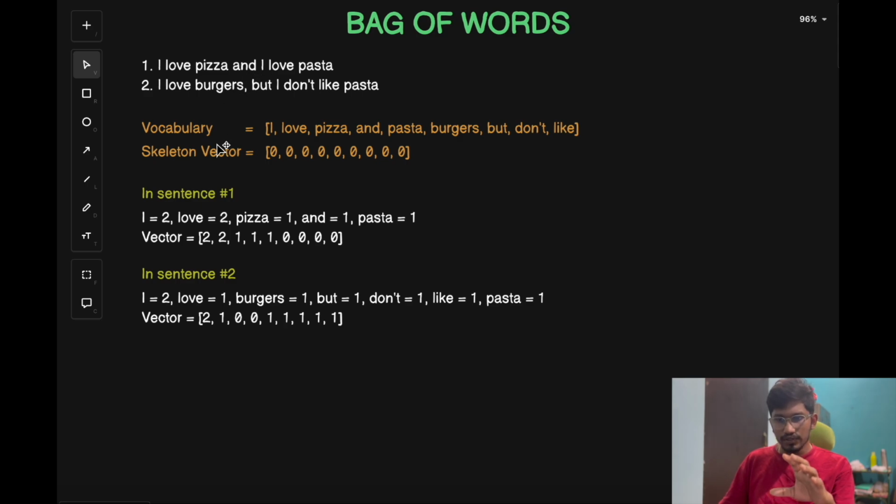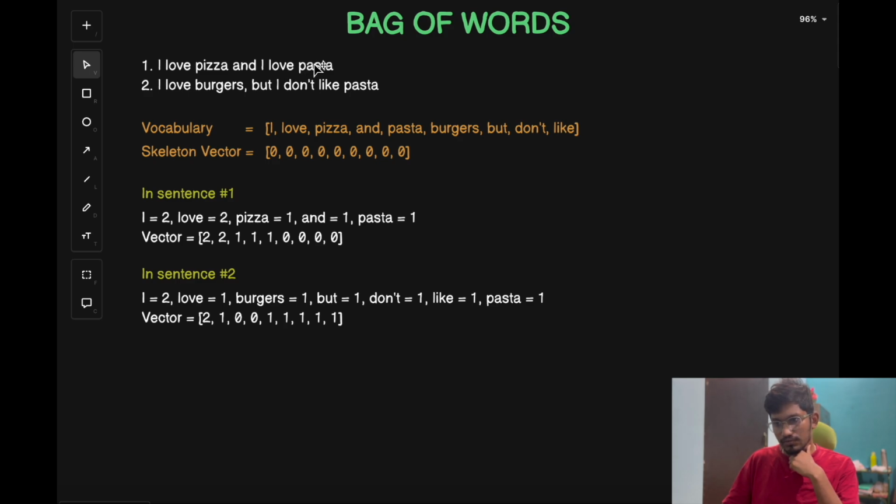Now, for example, if we consider sentence number 1, which is I love pizza and I love pasta. The first word in our vocabulary is I. We'll check how many times I appears in sentence 1. It appears 2 times, right? So we put 2 in our vector. The next term in the vocabulary is love. Love appears in the sentence 2 times. Hence, we put 2 in this vector. Now the next word is pizza. Pizza appears 1 time in the sentence. Hence, we put 1 here. And appears once. Hence, we put 1 here.